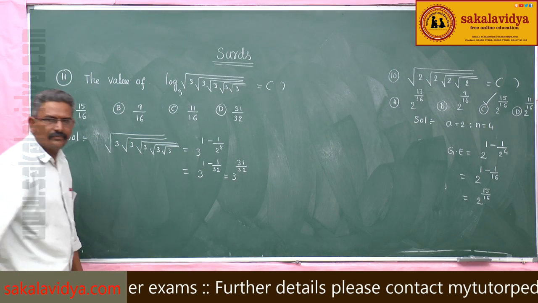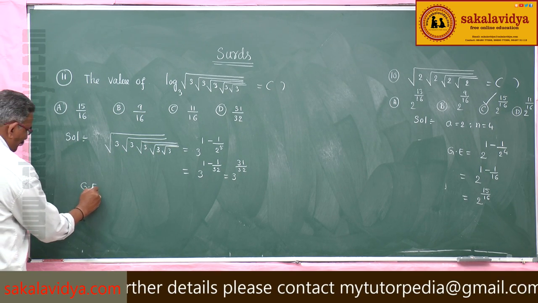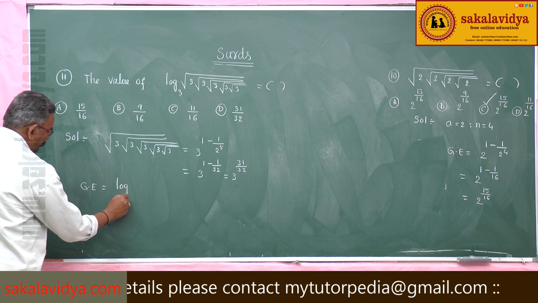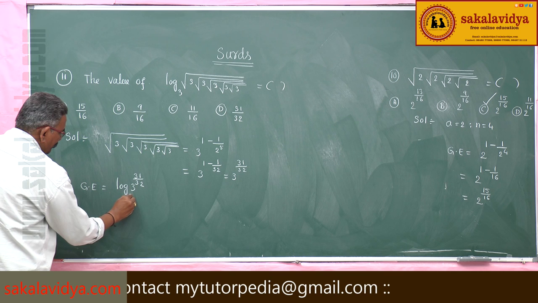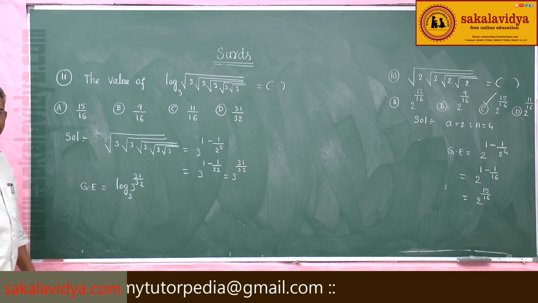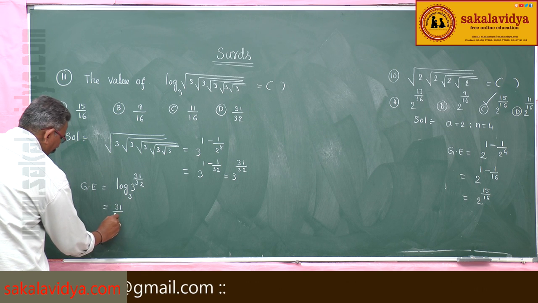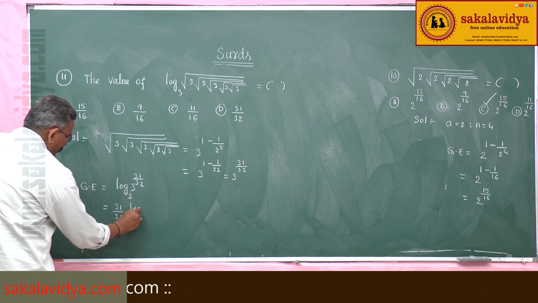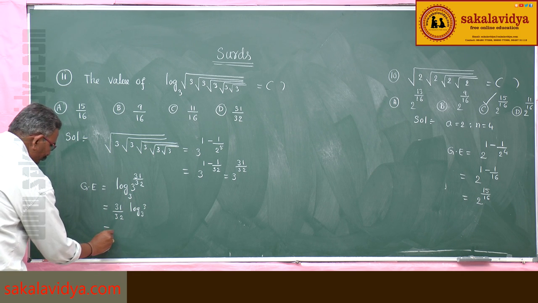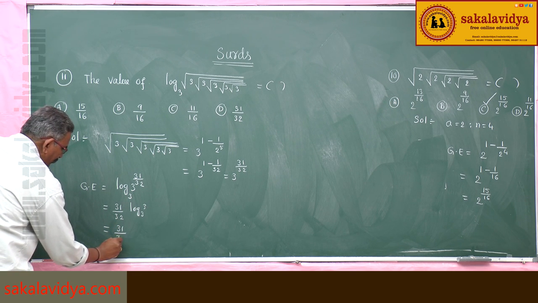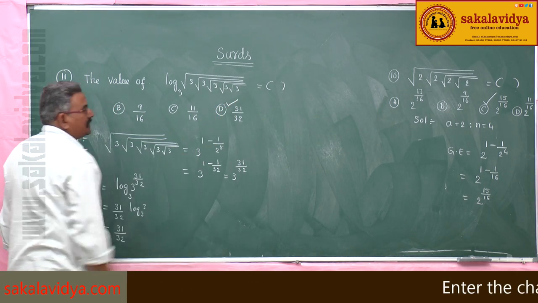Am I correct? Now, given expression becomes log of 3 to the power of 31 by 32 to the base 3. Power rule we have to apply. Now, 31 by 32 log 3 base 3. Now, log 3 base 3 is 1. So, 31 by 32. What is the right option? Yes, D is the right option.